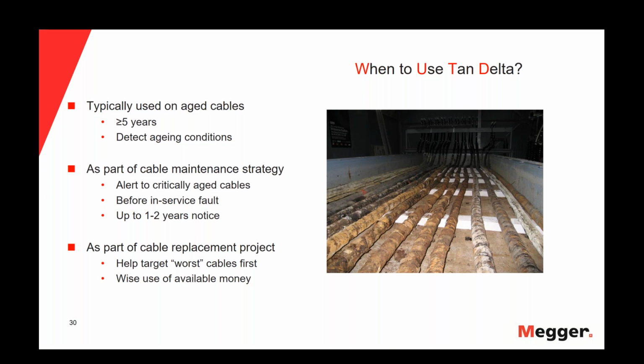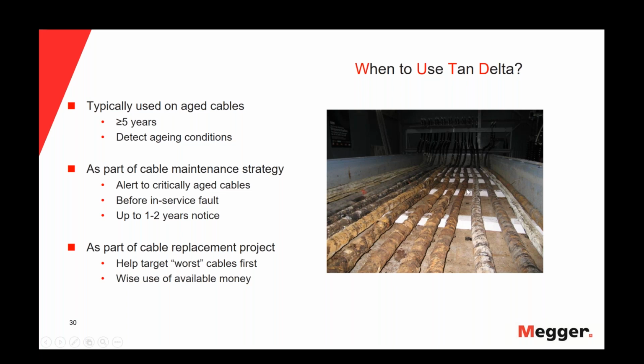When to use the tan delta? Well, typically we will use the tan delta on aged cables that have been in service at least 5 years. The goal is to detect the aging conditions in the insulation of the cables, and we can use the tan delta test as part of a cable maintenance strategy to alert critical aged cables before in-service faults, with up to 1 to 2 years notice.